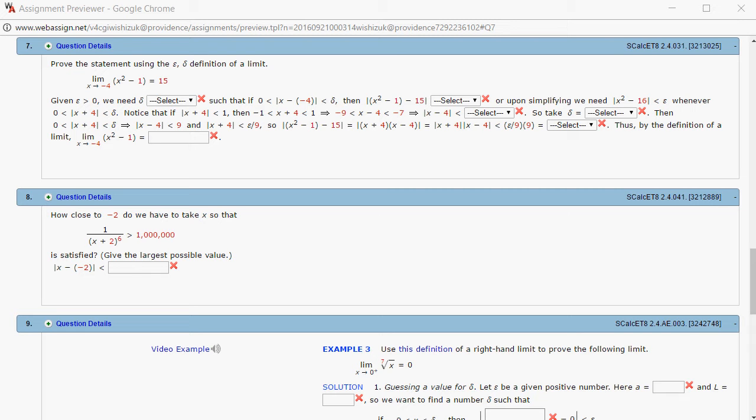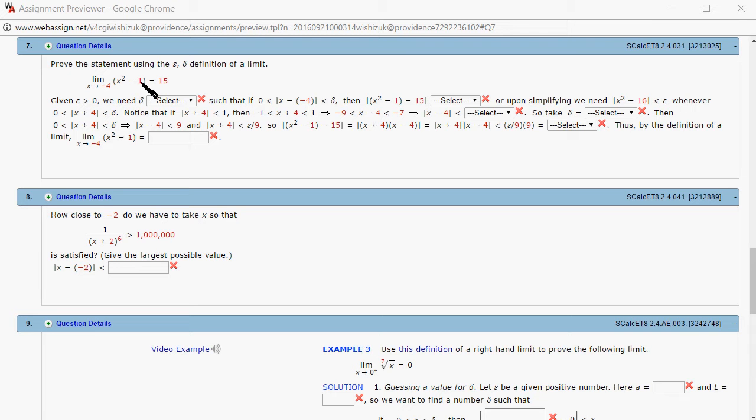All right, let's look at homework 2.4, problem number 7. We want to prove that the limit of x squared minus 1 as x approaches negative 4 is equal to 15. All right, so let's do that.